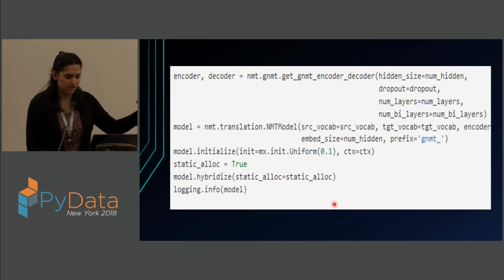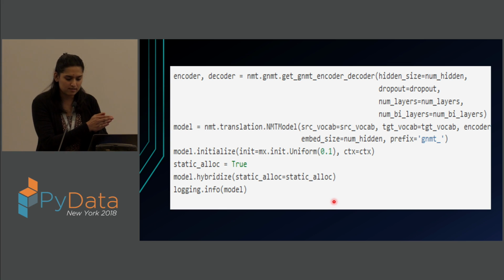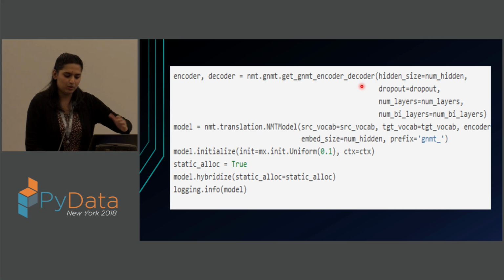So this is literally all that is required to construct the GNMT system. You can call the GNMT encoder and decoder with get_gnmt_encoder_decoder, with the parameters that either come by default or, again, are available for tuning. And then you can feed the decoder and the encoder to the NMT model to construct precisely the model that we saw.